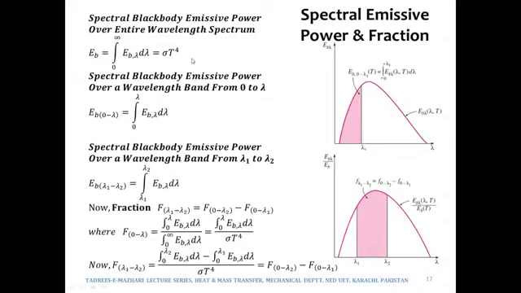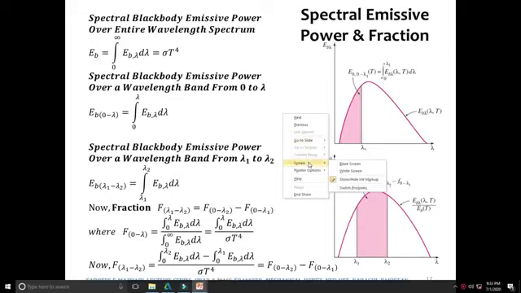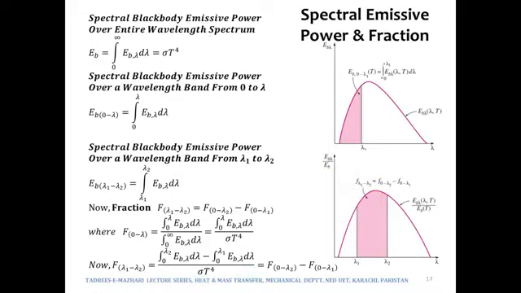So over here we are going to discuss a few more terms. The first one is the spectral blackbody emissive power over the entire wavelength spectrum. This is what we have discussed previously, that if you integrate the spectral emissive power E_b lambda over all the wavelengths, with respect to lambda from 0 to infinity, where 0 would refer to the minimum wavelength and infinity to the largest wavelength, that would be equal to the total emissive power, sigma T^4.